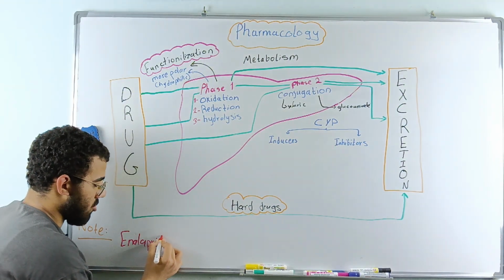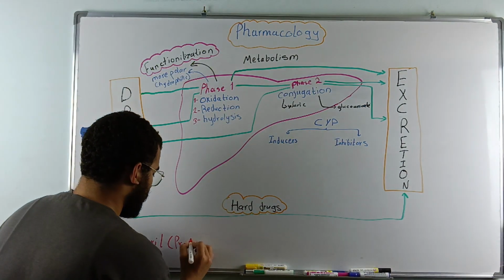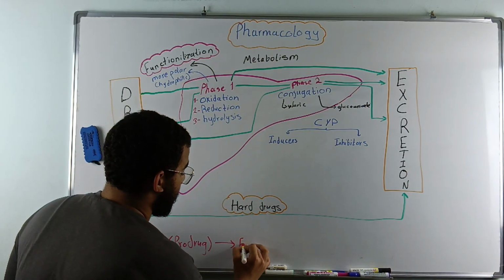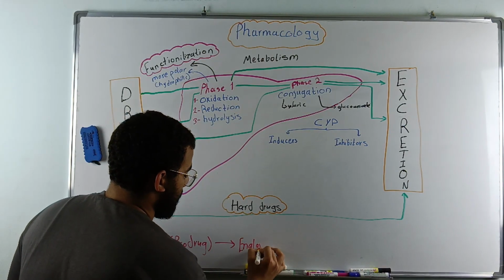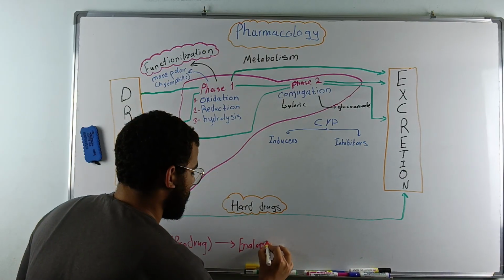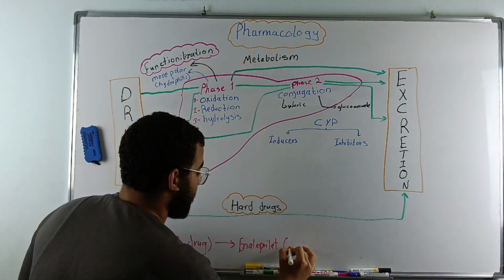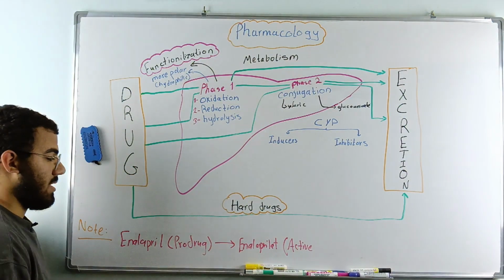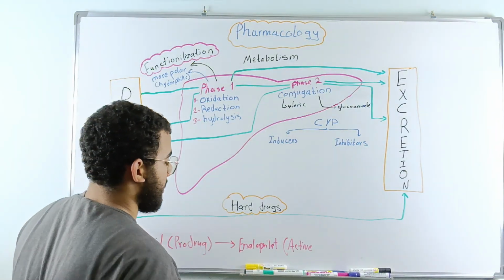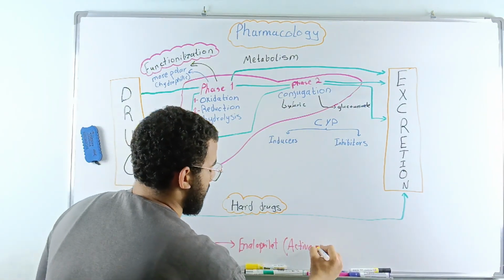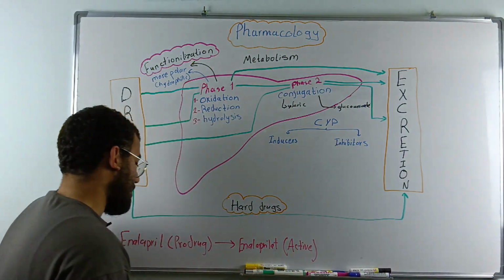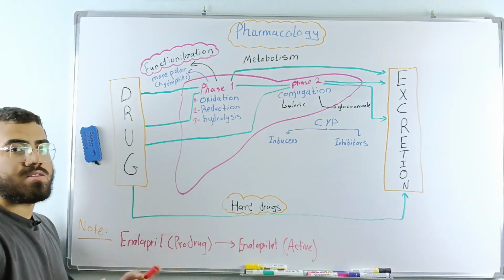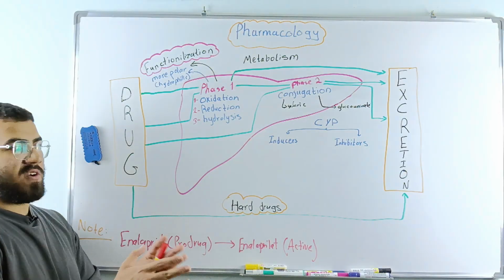Enalapril is a prodrug that is changed by metabolism into enalaprilat. Enalaprilat is the active form of the drug, the drug that works as an antihypertensive agent, which is what enalapril is used for. So some drugs could change from inactive to active. It's not always a specific formula for metabolism.